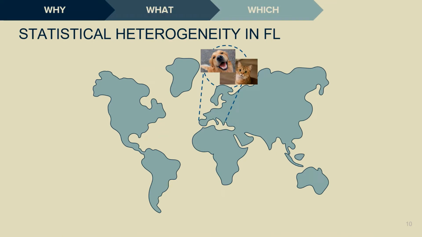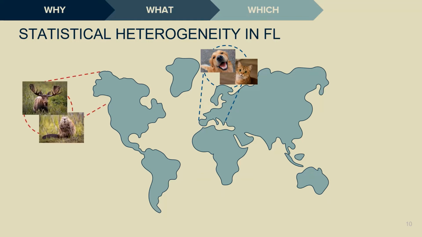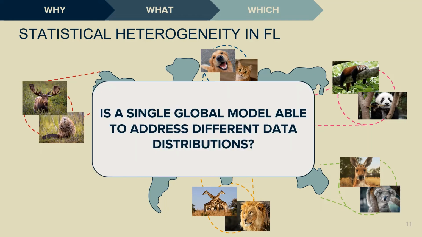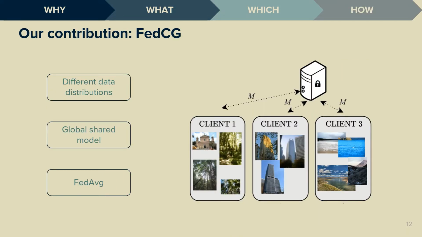Now I ask you to imagine the following scenario. We want to learn a global model able to classify images of animals, and most of our users come from Europe, so that means that the pictures will most likely be of dogs, cats, and birds. But what if at some point some users from Canada join our distribution, with pictures of moose and beavers, or from Africa with lions, or Australia with kangaroos and koalas, and so on? At this point, will our model be able to address the different data distribution? The answer is obviously no. This is where our contribution comes into the picture.